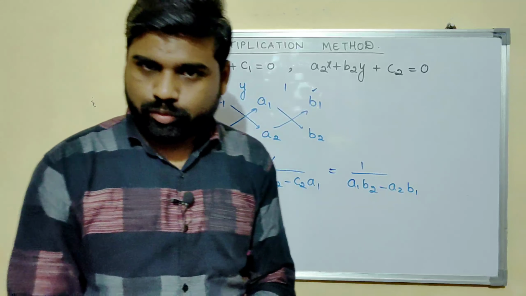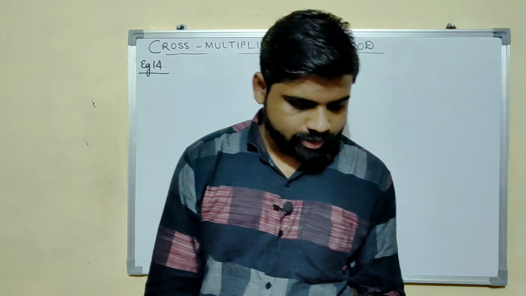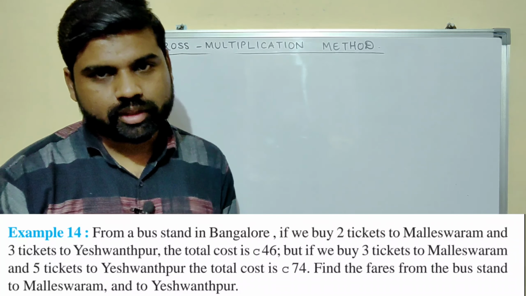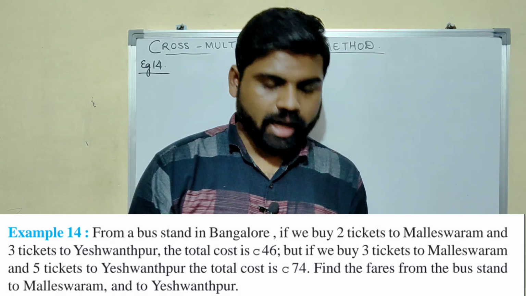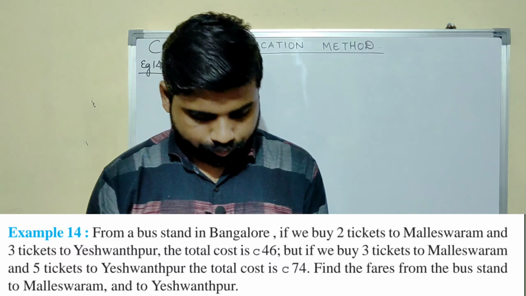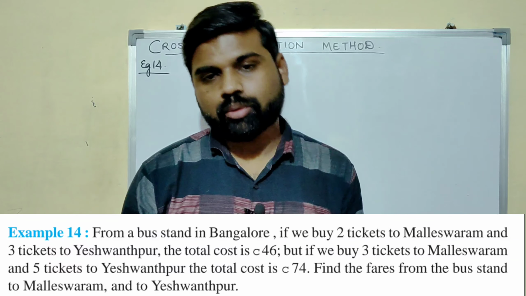Now let us see the first example of this method, the cross multiplication method. Example 14 says, from the bus stand in Bangalore, if we buy 2 tickets to Malleshwaram and 3 tickets to Yeshwantpur, the total cost is 46. But if we buy 3 tickets to Malleshwaram and 5 tickets to Yeshwantpur, the total cost is rupees 74. Find the fare from the bus stand to Malleshwaram and to Yeshwantpur.